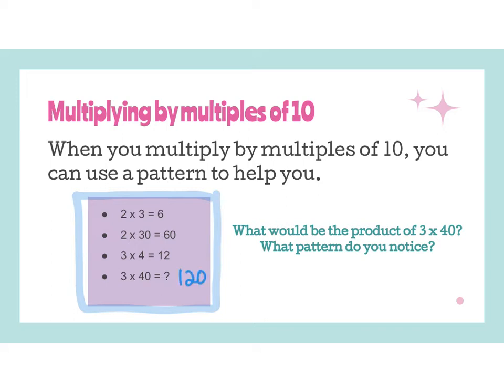3 times 40 is 120. Did you get it right? What pattern did you notice? I'm noticing that we added a 0 to our 6 because 2 times 30 is 60. And then down here, we added a 0 to our product because 3 times 40, there's 1 0. We're going to add the 0 to our product.